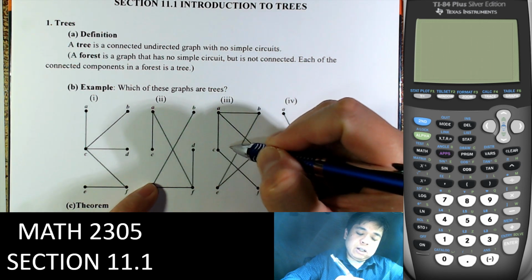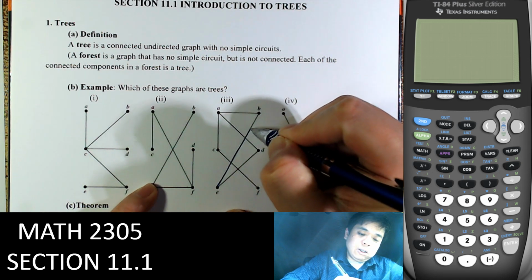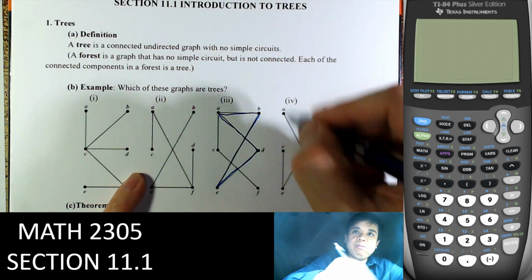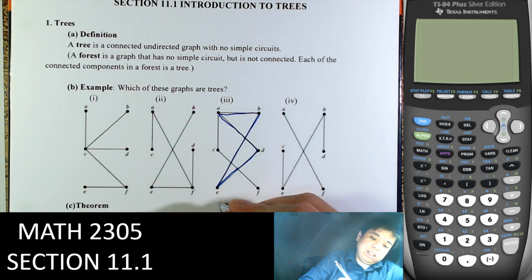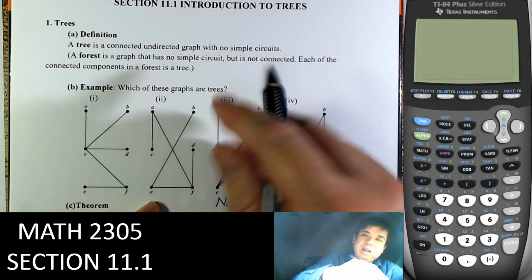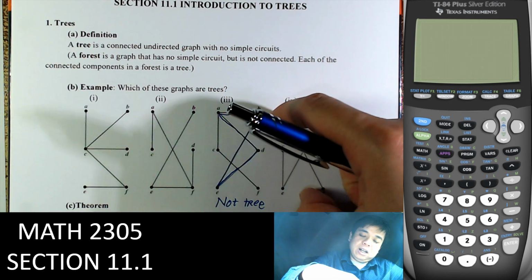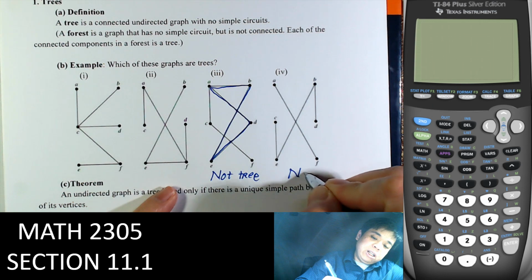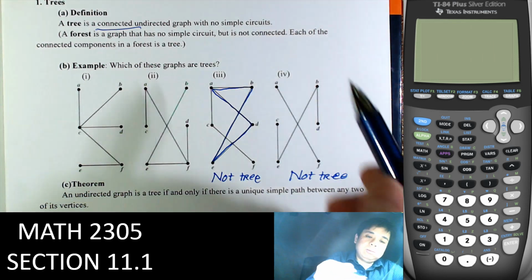If you look at it this way, you can go around between those points, and that is a circuit, so that's not a tree. I'm not saying a loop, but a circuit. And then this one is not connected, the part with A and F is completely separate from the rest, so this is not a tree because it's not connected. We have to have connected with no simple circuit.